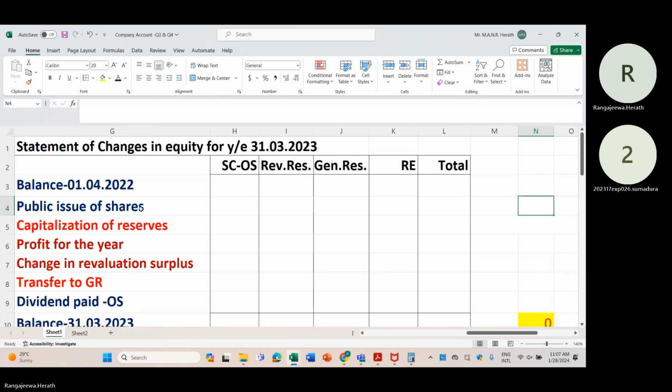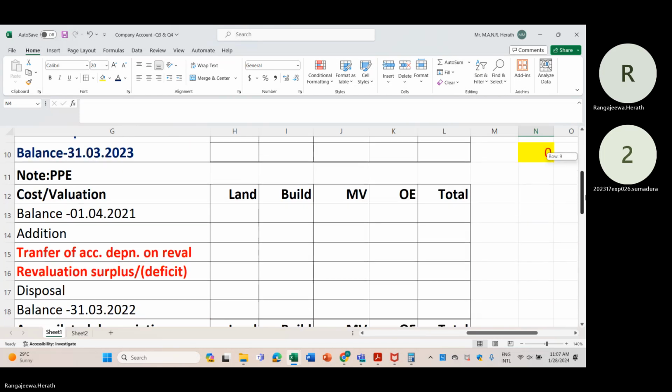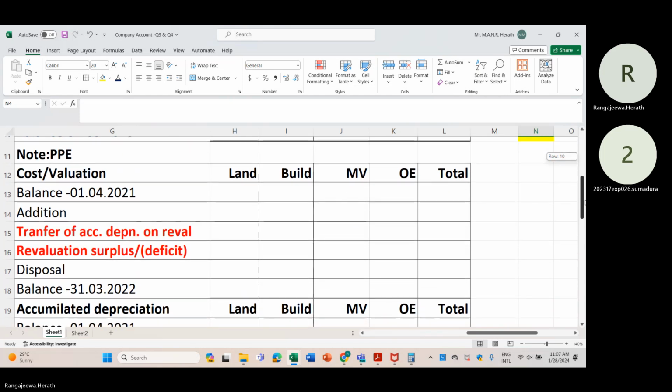Public issue, capitalization, profit, revaluation surplus, transfer to general reserve, dividend paid for ordinary shares. Next we go to the PP note. The note for property, plant and equipment for 2022 has cost and valuation: land, building, motor vehicle, office equipment, four items. There is an addition, and there is a revaluation in this.